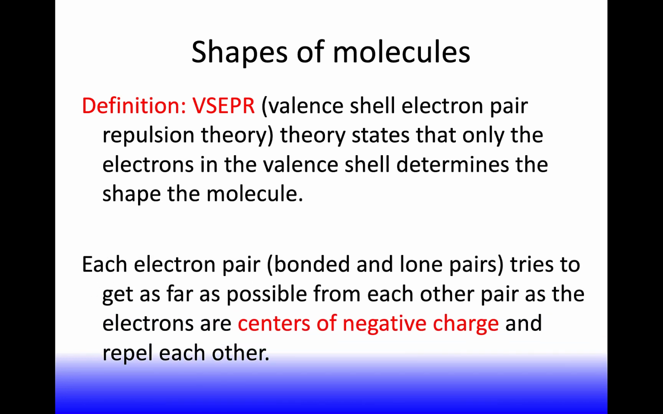Now, what is an electron pair? There's 2 types, bonded pairs and lone pairs. Remember, they're made of electrons, right? So they're trying to get as far apart from each other as they can because they have a negative charge. Remember, a lone pair counts as 1 center of negative charge. A bonded pair, and actually it doesn't matter whether it's a single, double, or triple bond, also counts as just 1 center of negative charge. And all the negative charge groups try to get as far apart from each other as they can.